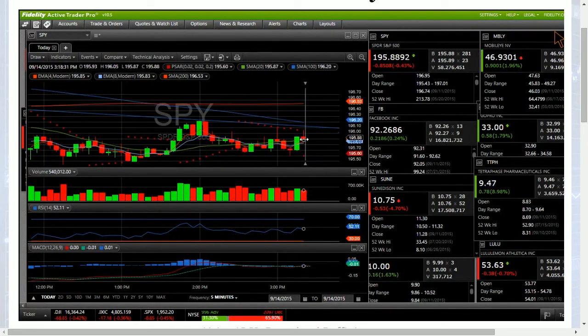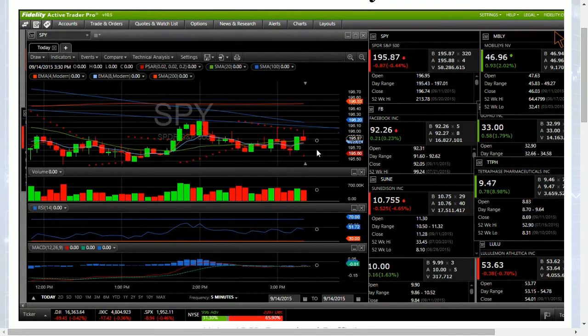So these SPY candlesticks are showing you just how indecisive the market is right now. Long upper wicks and long lower wicks in this very tight trading range.